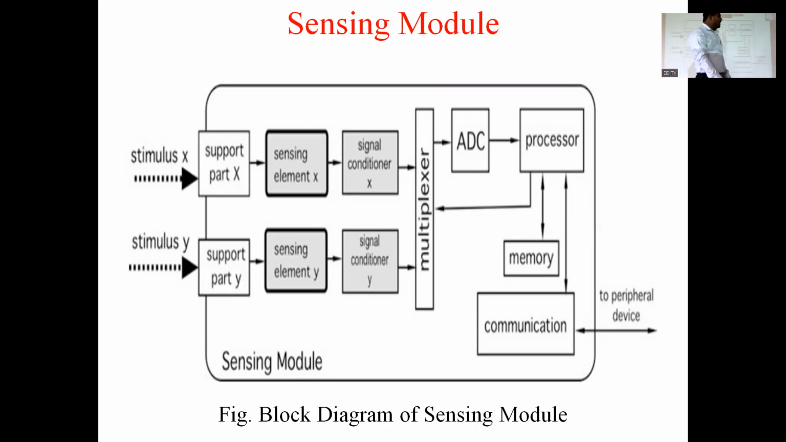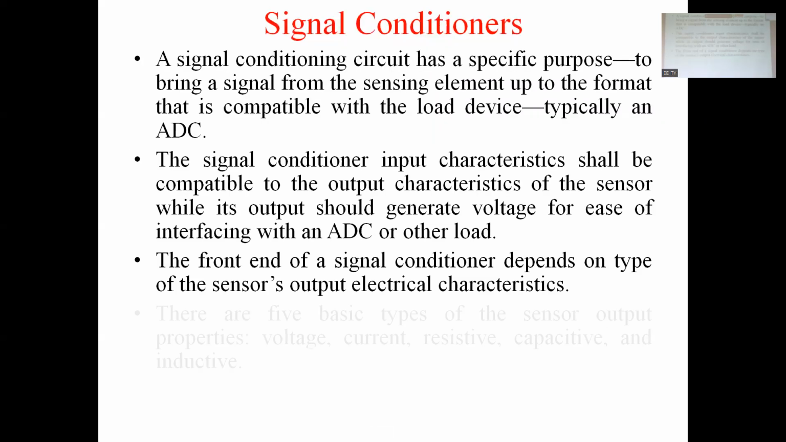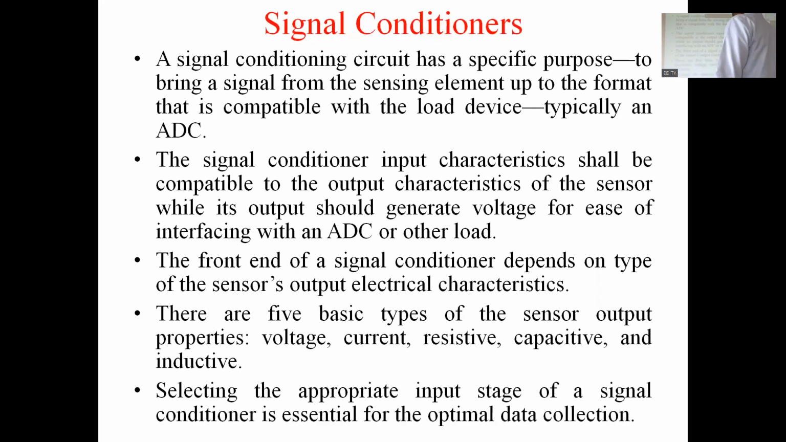In that sensing model, the signal conditioning is a very important point. The signal conditioner is one of the most important parts. You see, the signal conditioner serves the purpose of bringing the signal from the sensing element up to a format that is compatible with the load device, typically an analog to digital converter. So what is the importance of that signal conditioner? Its function or purpose is to bring the signal from the sensing element.